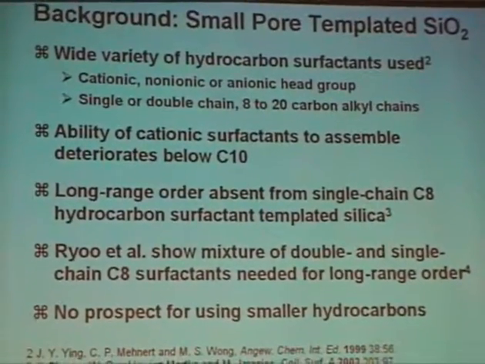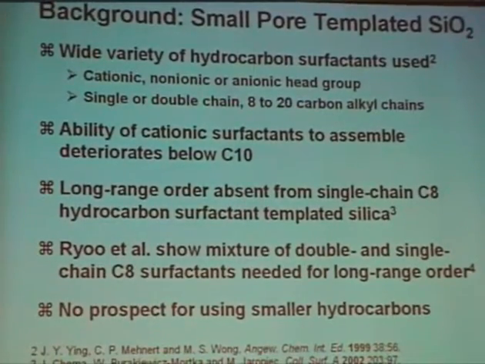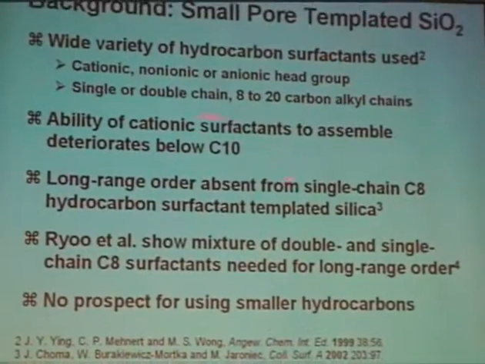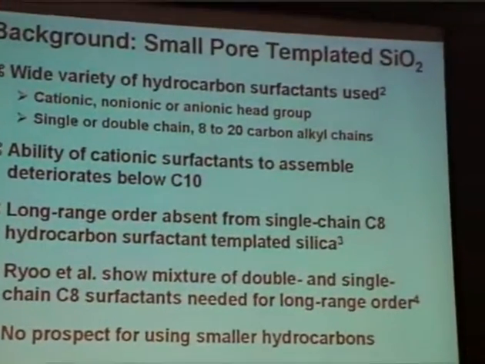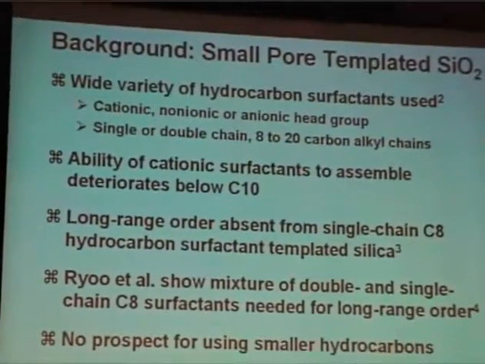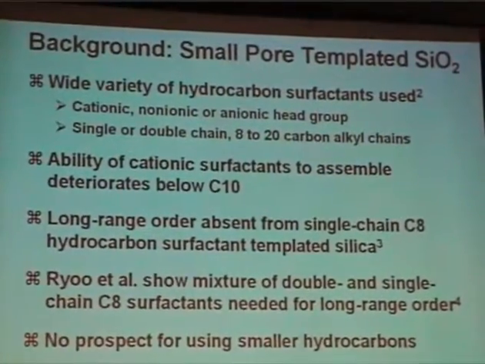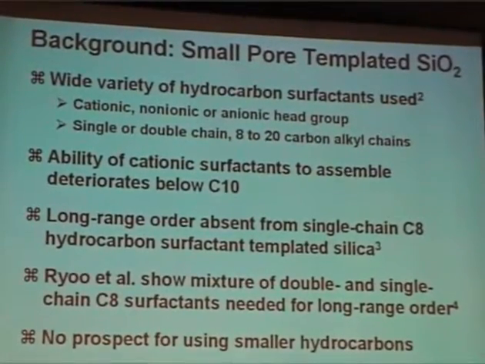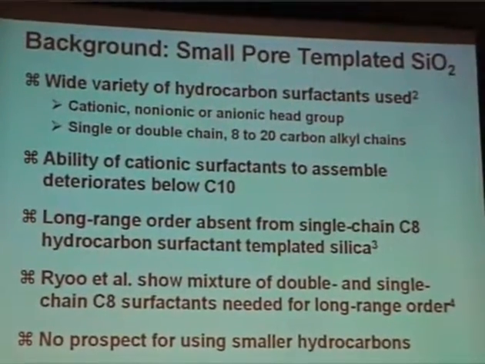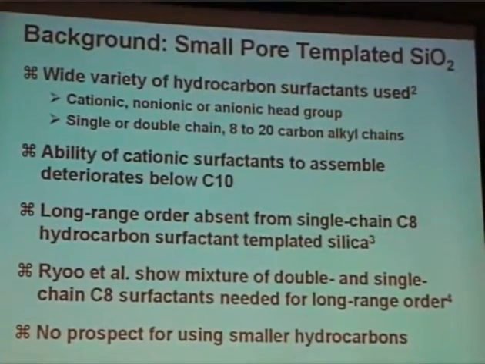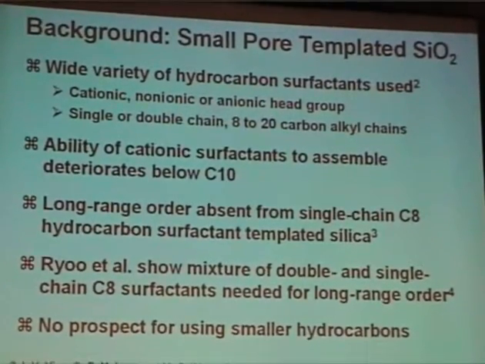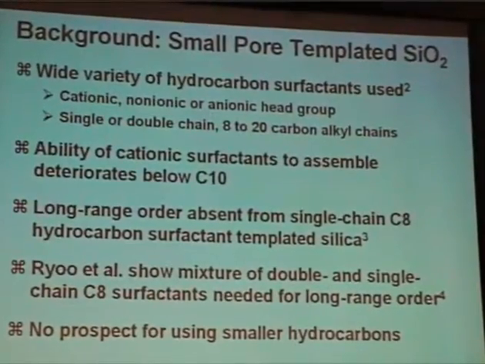However, people have found that it's very difficult to get cationic surfactants to assemble with silica if the carbon length, this C10 means that there are 10 carbons in the tail of a surfactant. And that's a disadvantage. That leaves a gap between the size of the pores that you can get in these surfactant templated materials. It's about 3 nanometers or so, 30 angstroms is the smallest pore that you can get. And in zeolites, the largest pore that you could possibly get is about 14 angstroms. So there's a gap in pore size.